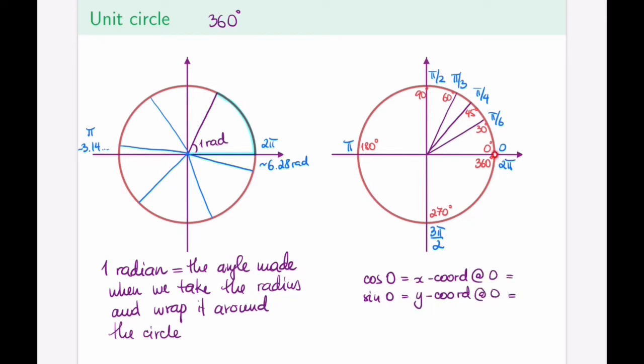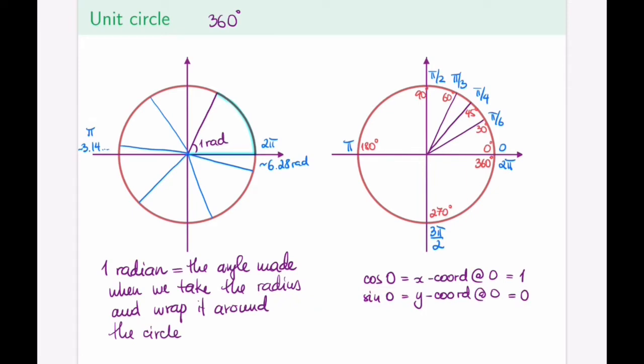So 0 degrees and 0 radians is this point right here. Its x-coordinate is the radius of the circle, and it's a unit circle, which means that this is 1. So the x-coordinate is 1, which means that the cosine of 0 is 1. The y-coordinate at this point is 0 because I haven't actually gotten any height to this point, which means that the sine of 0 is 0. This is where those special values come from.